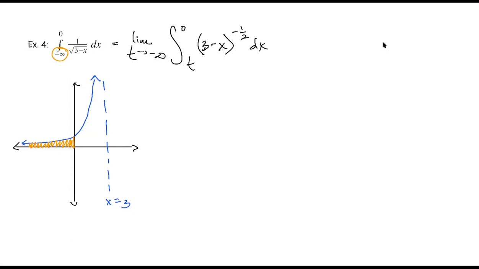Now, when I take this integral, I need to make sure that I use u-substitution here. So I want to make sure that I do u equals 3 minus x, because du is not going to equal dx. It's going to equal negative dx. That means that we have negative du equals dx. All right, so we're going to gain a negative sign when we take our integral because of this.